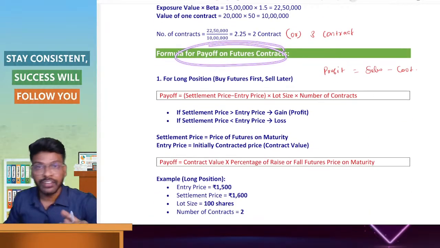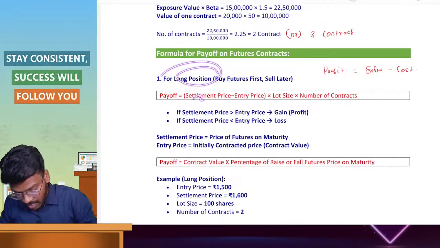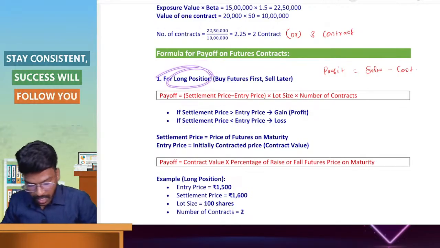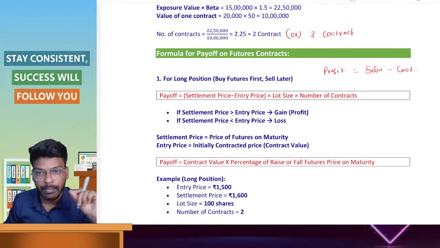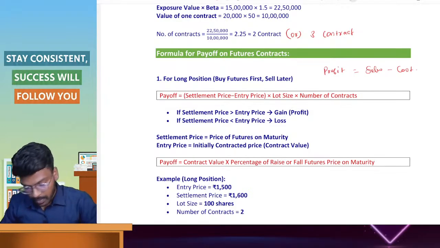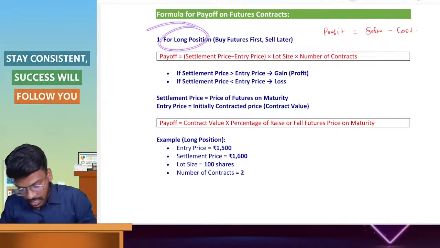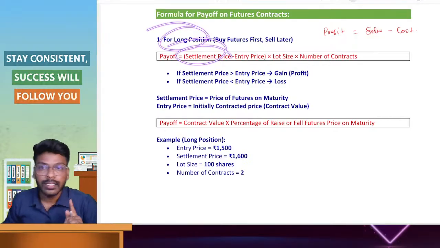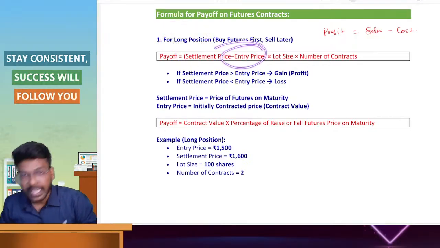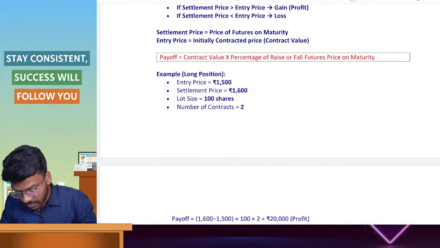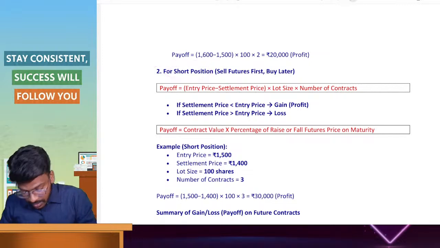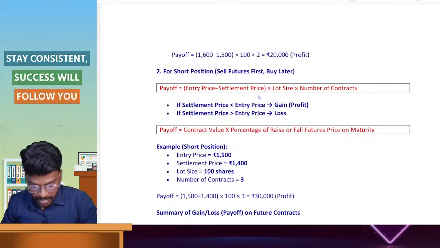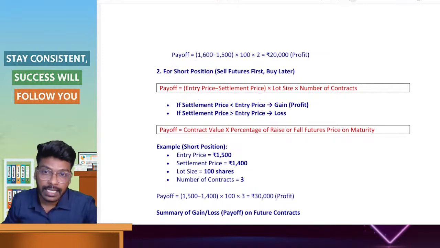Formula for payoff in futures. In case of a long position, profit will be computed using sale price minus cost. In case of a long position, the settlement price is my sales value and the entry price is my cost. In case of a short position, the settlement price is my cost and the entry price is my sales value.